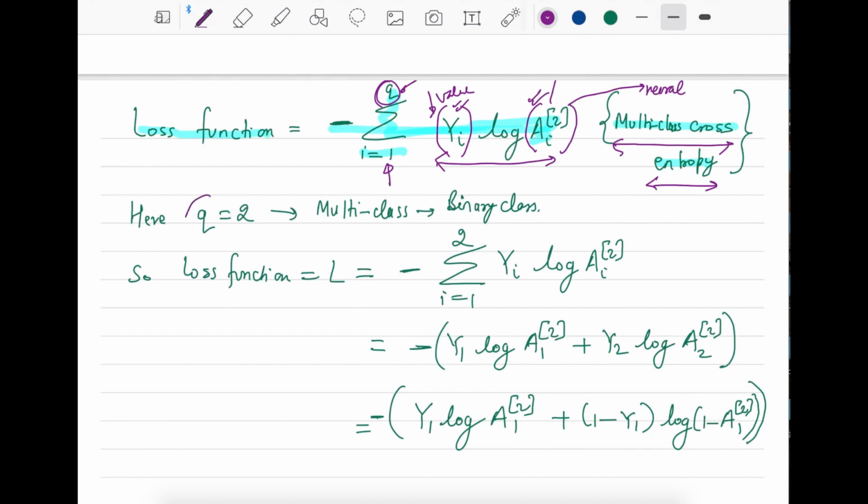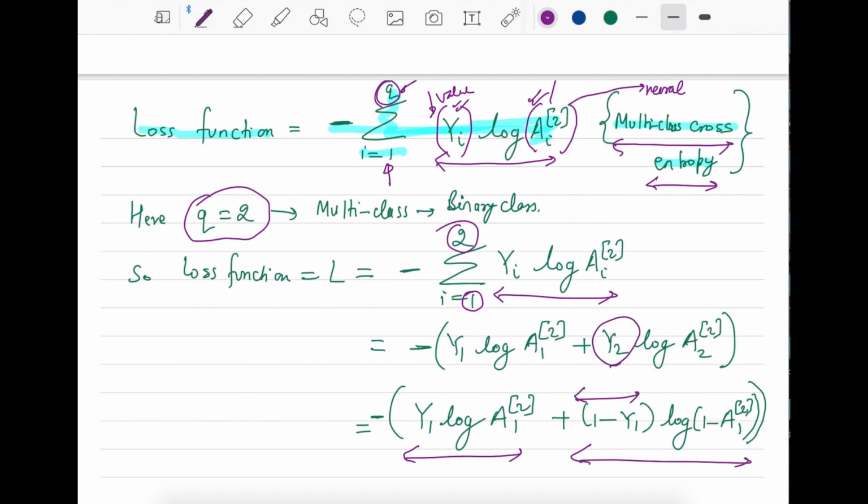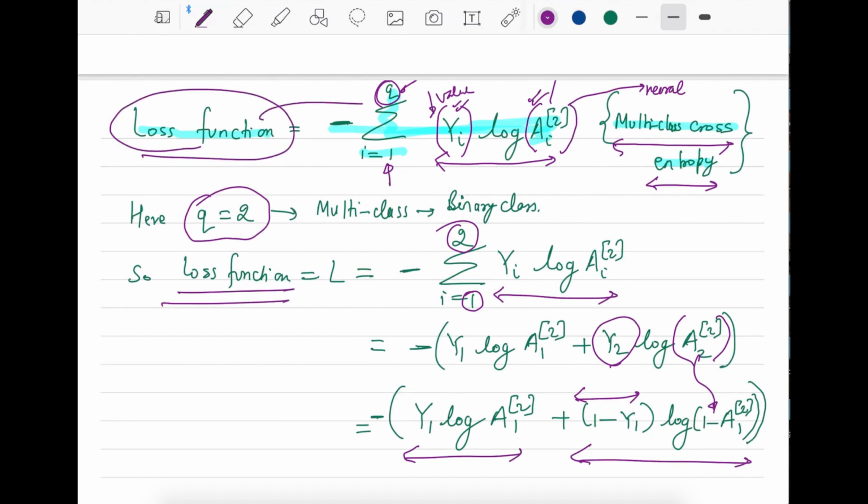So for Q equal to 2, you write i running from 1 to 2 for this particular thing, and then you can expand it and substitute. You will get these values. You are putting y2 as 1 minus y1, and a2 as 1 minus a1. So this is the loss function we are defining here, which is the generalized loss for multiple class entropy, but for two classes you can take it as this one, and it's also called binary cross entropy.